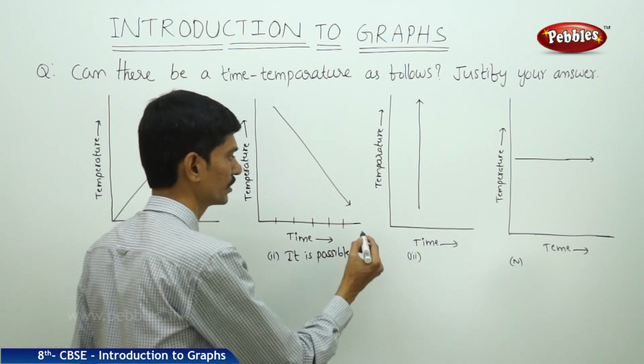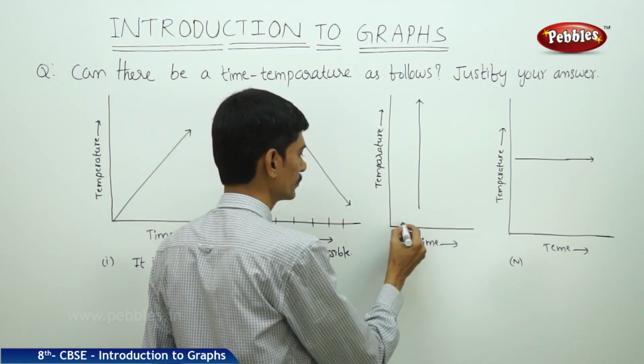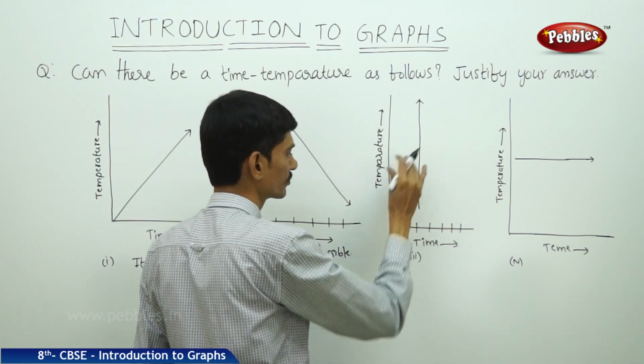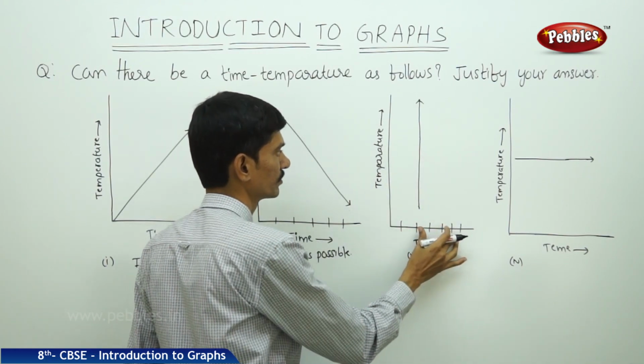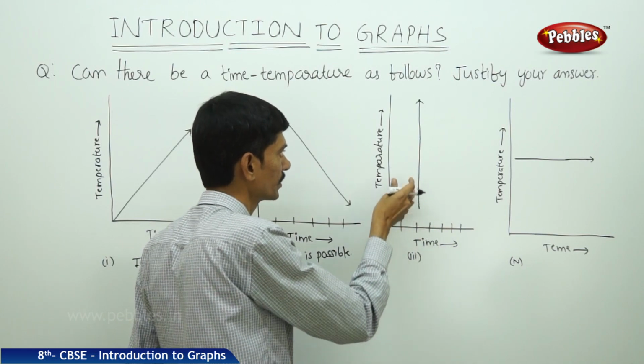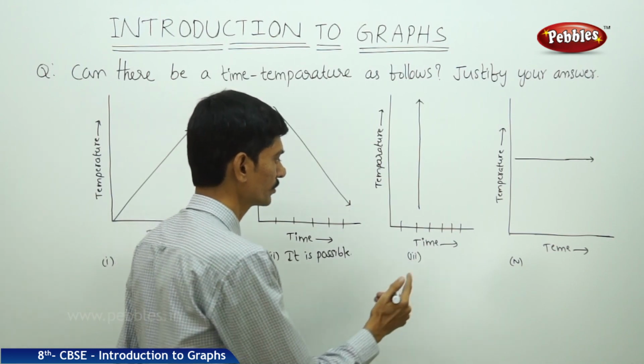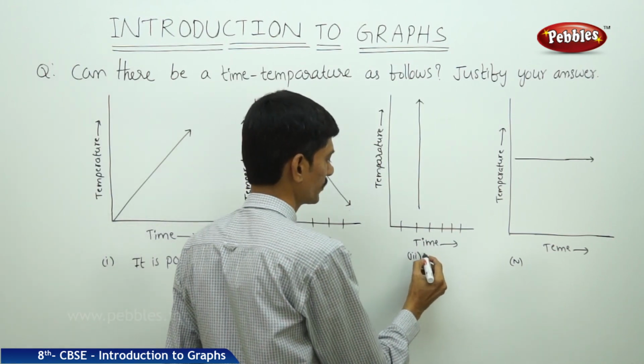If you take the third case, here there are no time intervals, but the temperature suddenly increases without taking any time intervals. So this is not possible for the graph of time and temperature.